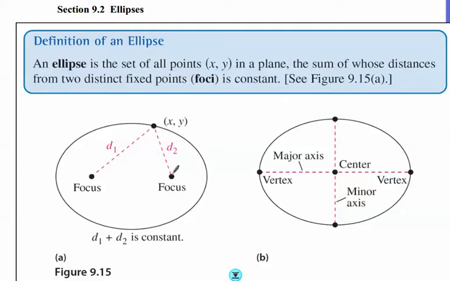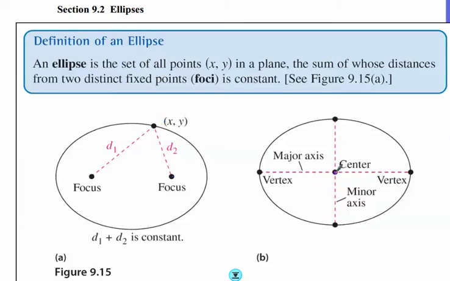So if we were to attach a pencil between these two foci points with a string between them, and if we were to trace around with the string tight, we would end up with an ellipse. And so let's go through some terminology.